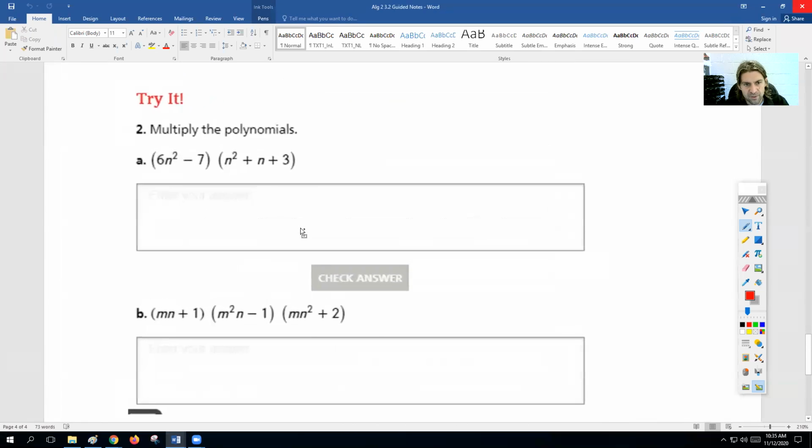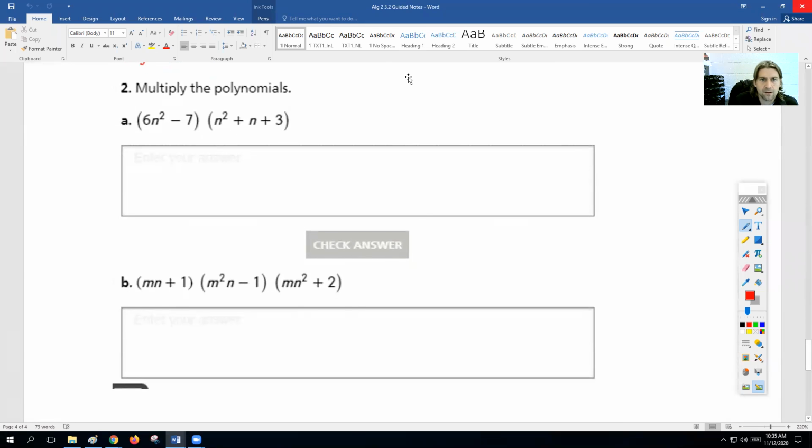Okay, I'm going to zoom in a little bit so we can see a little bit better. Okay, so let's take our time here. We're going to do 6n times all three of them, or 6n squared. So 6n squared times n squared would be 6n to the fourth. Then 6n times n would be 6n cubed, and then 6n times 3 would be 18n squared.